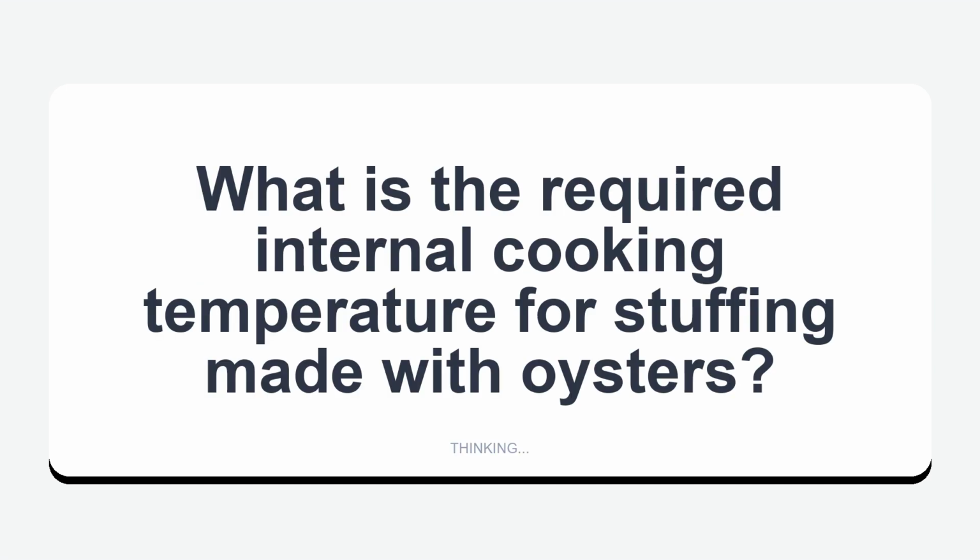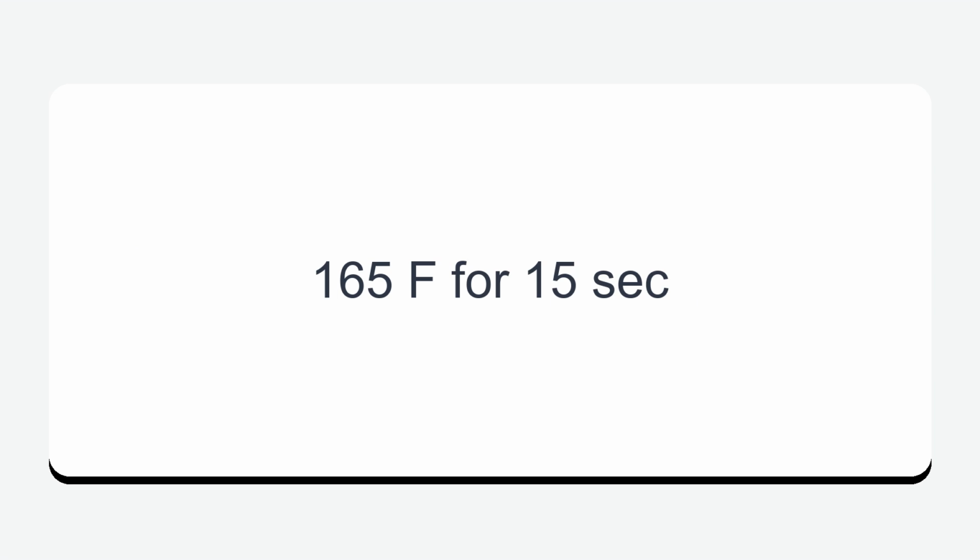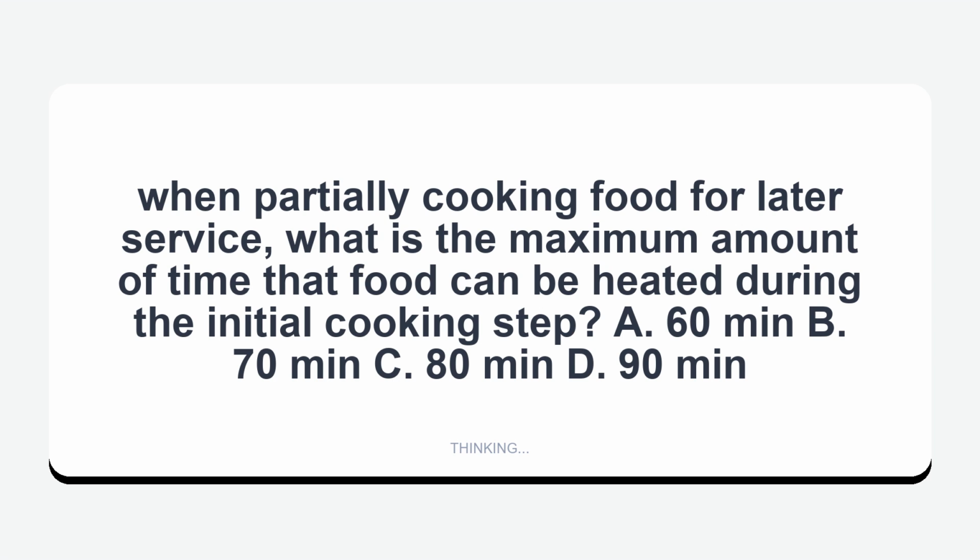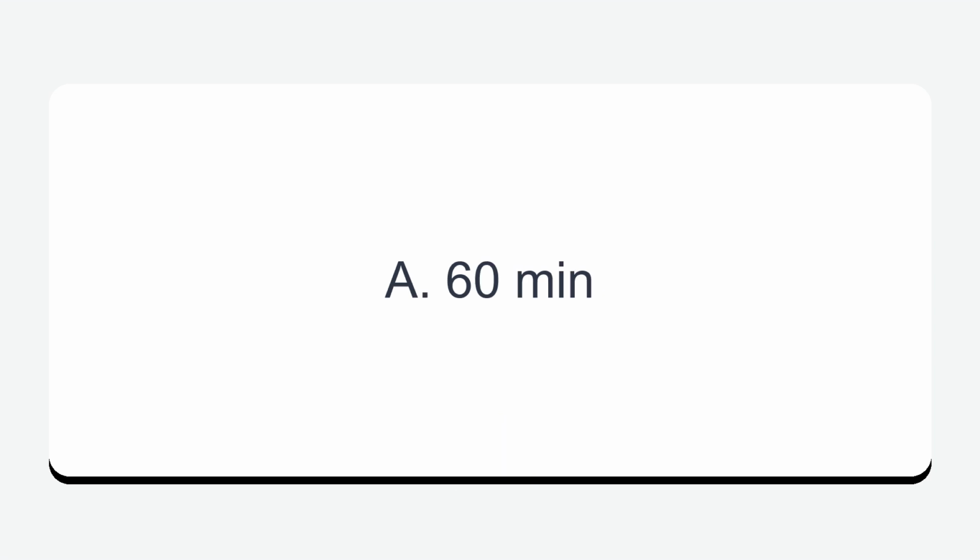What is the required internal cooking temperature for stuffing made with oysters? 165°F for 15 seconds. When partially cooking food for later service, what is the maximum amount of time that food can be heated during the initial cooking step? A. 60 minutes. B. 70 minutes. C. 80 minutes. D. 90 minutes. A. 60 minutes.